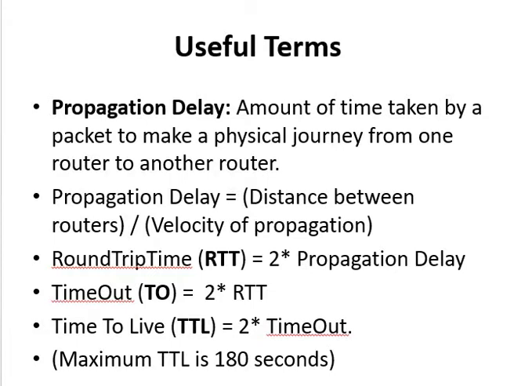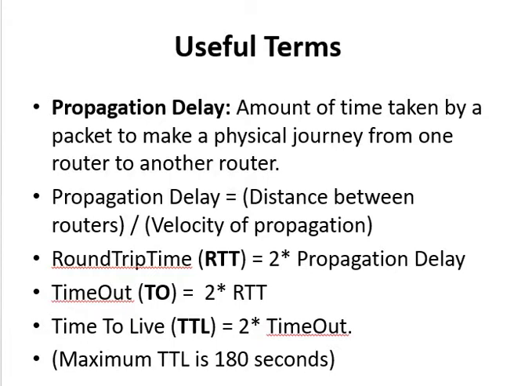Let's see what are the useful terms which we are going to use in stop and wait protocol. First is the propagation delay. What is the meaning of propagation delay? The amount of time taken by a packet to make a physical journey from one router to another router is called propagation delay. The formula for propagation delay is distance between routers divided by velocity of propagation.